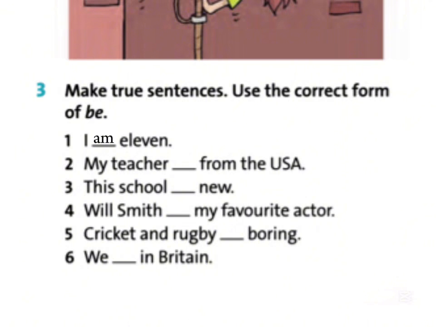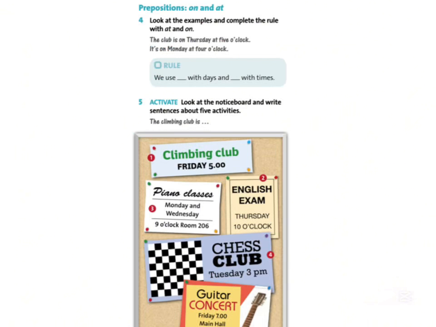My teacher is from the USA. Менің мұғалімім ақштан. This school is new. Бұл мектеп жаңа. Will Smith is my favorite actor. Will Smith менің сүйікті актерім. Cricket and rugby are boring. Cricket пен рагби көңілсіз. We are in Britain. Біз Британиядамыз.